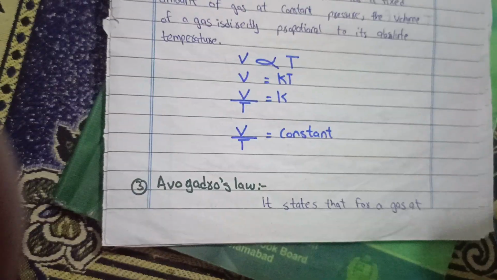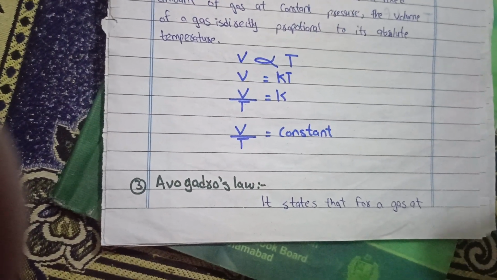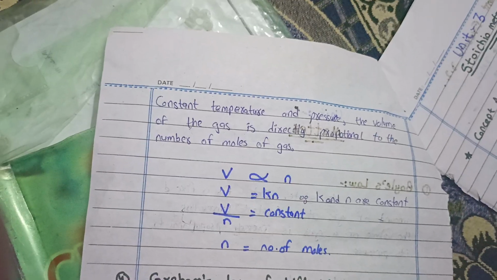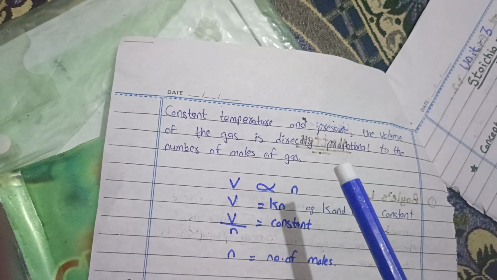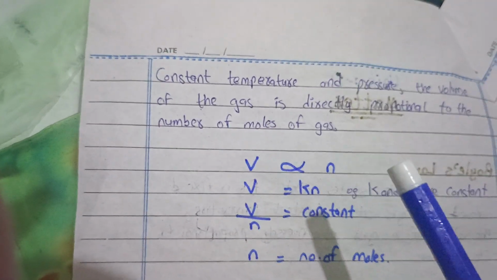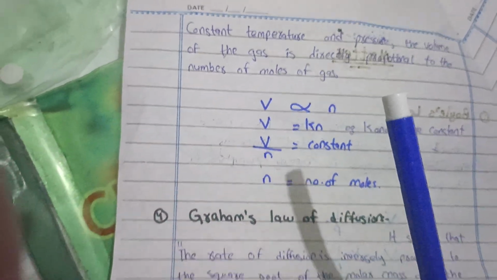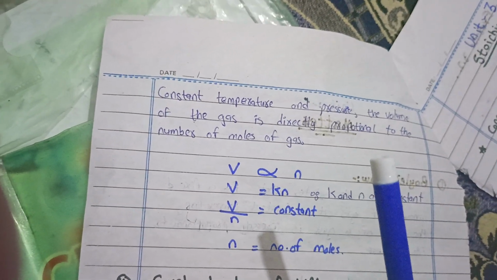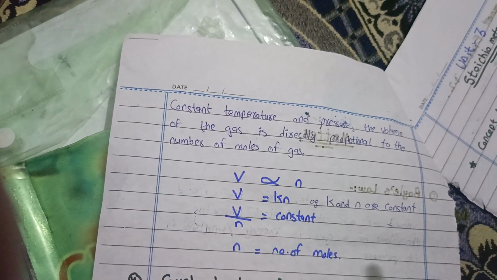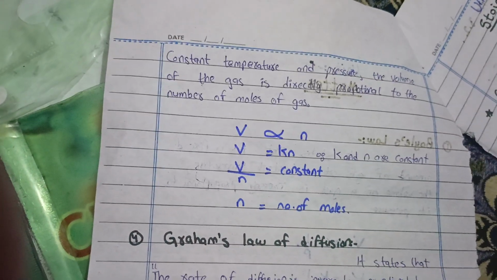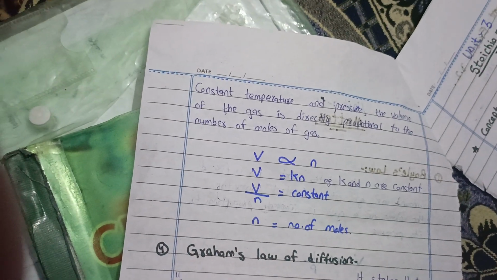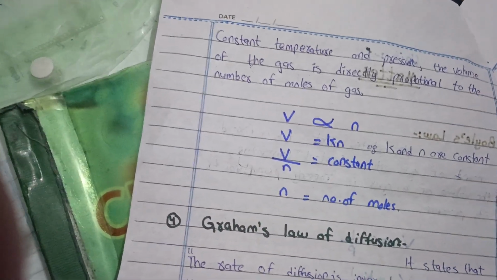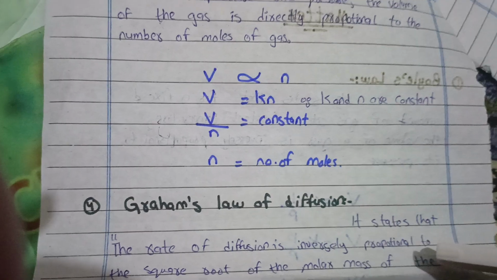Avogadro's law. It states that for a gas at constant temperature and pressure, the volume of a gas is directly proportional to the number of moles of gas, which means that Avogadro's law says that equal volumes of gases at the same temperature and pressure contain an equal number of molecules. So the type of gas does not matter. If the conditions are the same, the number of molecules will also be the same.